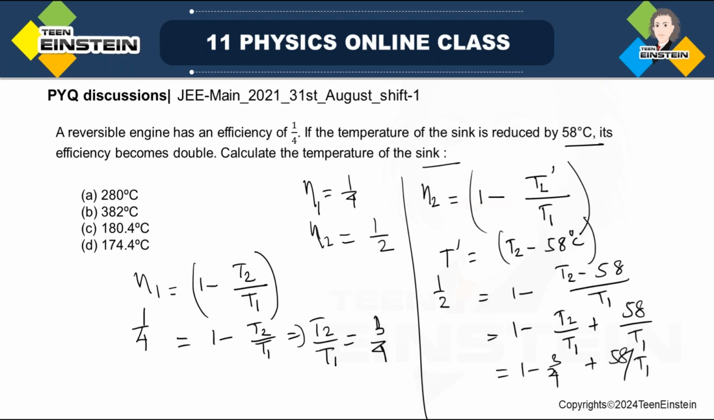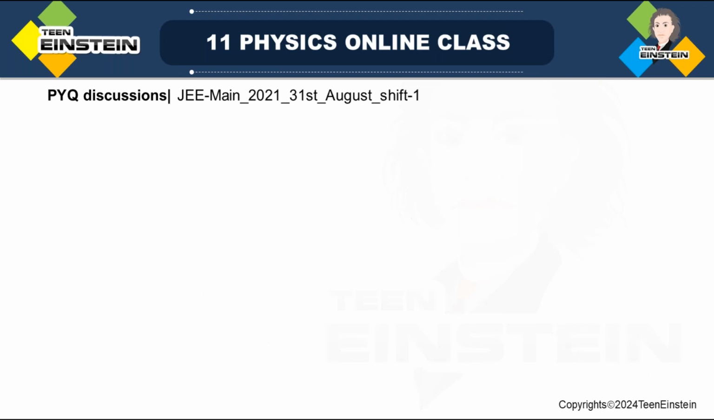So from here, 3 by 4 means you will get 1 by 4 over here, and on the left hand side 1 by 2 is there. I can just take them here. So this will give you 1 by 4 itself. So what I get from here is T1 is equal to 4 into 58. This is in Kelvin actually. This is in Kelvin.